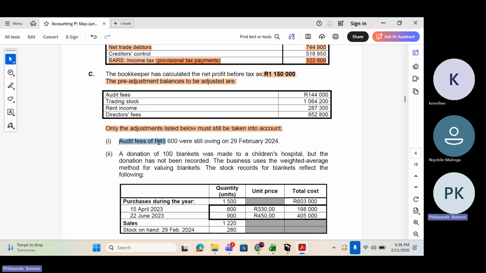The first one is audit fees of 45,600 that were still owing on 29 February 2024. So how do we treat this one? What did we say the last time? Accrued expense. Exactly, it is an accrued expense. So on the income statement, what do we do with it? We add it onto the audit fees. Which means now we're going to subtract it. It's going to be an additional subtraction on the profit before tax.